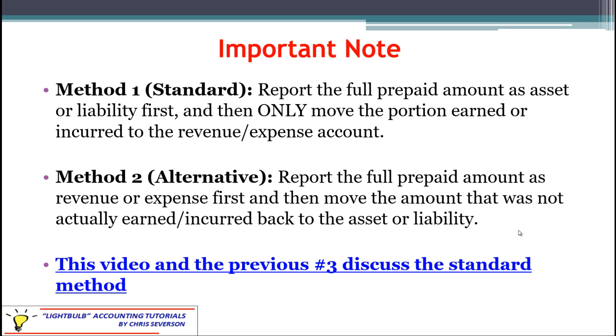Now, they call that the standard method because in a way it kind of makes more sense. When you first purchase that supply, it's not an expense yet. It's not even been used. It's still in your storeroom. So on day one, it really is an asset. It's hard to argue against that. So reporting it as an asset makes sense.